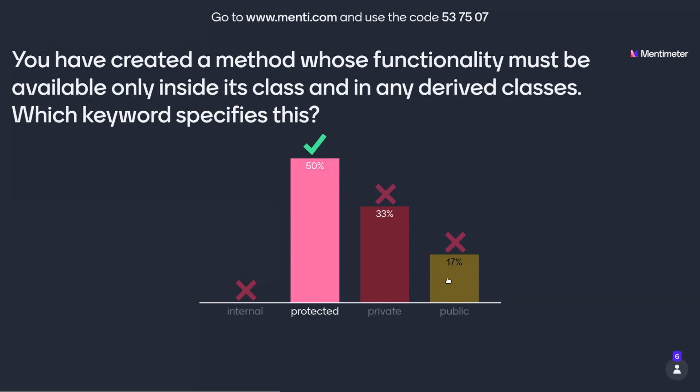So public means that it's accessible anywhere. Private means that it's accessible only inside the class. Protected means that it's accessible inside the class and in any derived classes. Internal means that it's accessible in the project or in the assembly, and we briefly explained what that sort of means. But yeah, protected is what we were looking for here, because that means it'll be available inside the class and in anything that inherits from our class. Okay. Nicely done, guys.